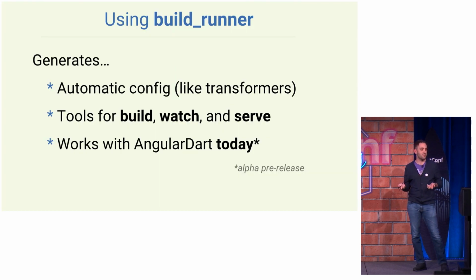So why do I care about build runner then? Why was that exciting? Really, there's three parts here. One, it's automatically configured. So just like transformers, you don't have to do much as an end user. If you use a package that requires code generation, it just works out of the box with a little bit of configuration on their part, not yours. You can build, you can serve, and one of the brand new things you can do is you can just watch. If you don't want to serve and you just want to output to a directory somewhere, you can totally do that. And it works with AngularDart today and the alpha pre-release that we have available.